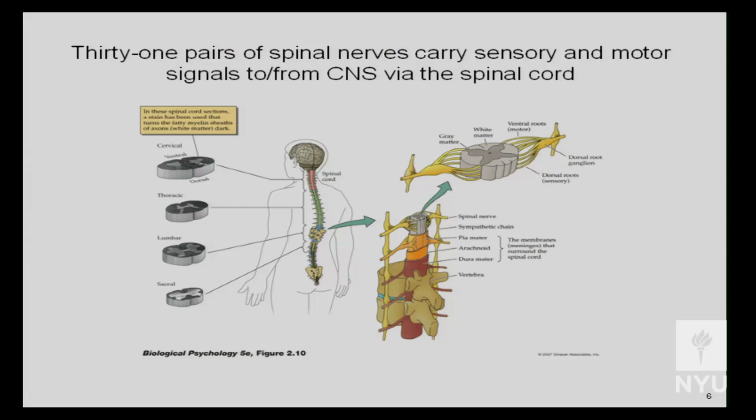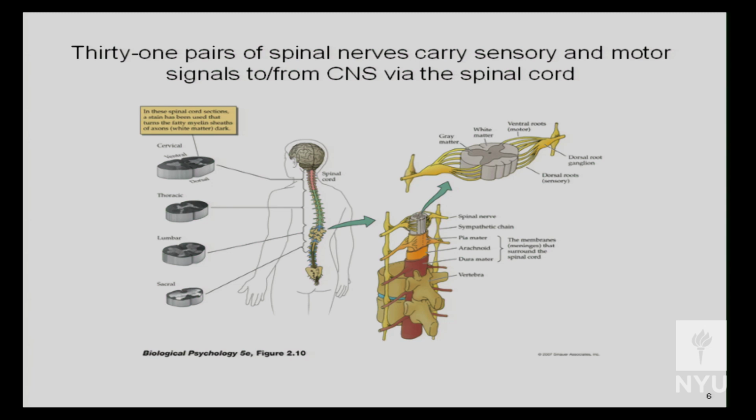Okay. So there are 31 pairs of spinal nerves. And so these are the nerves that are carrying sensory and motor information, again, through the body, starting with the shoulders all the way down to your toes. And they're coming off this main body of the spinal cord right here. Now, what I'm going to do is take this spinal cord, so you see the person is facing this way and their back is this way.